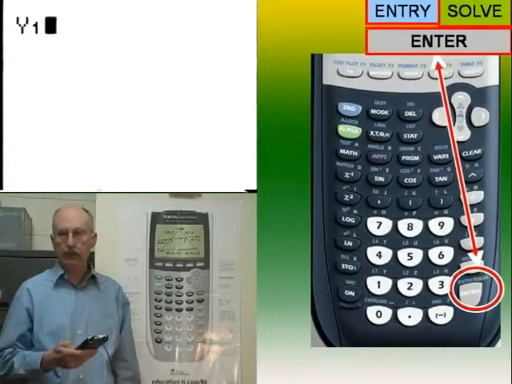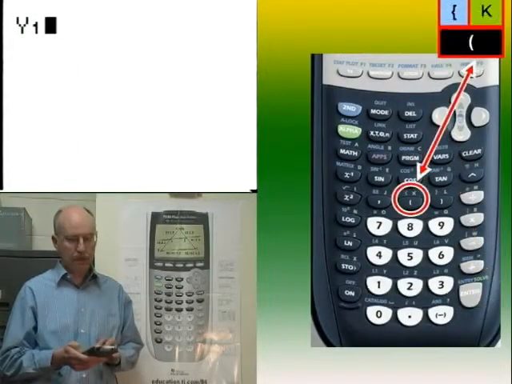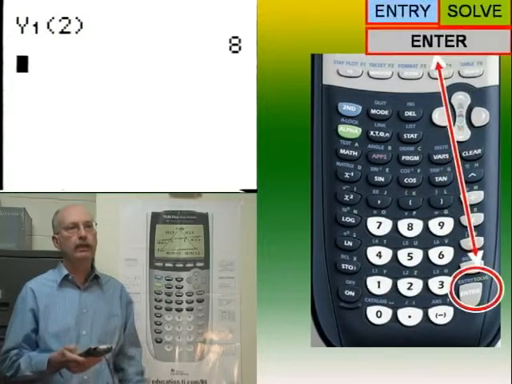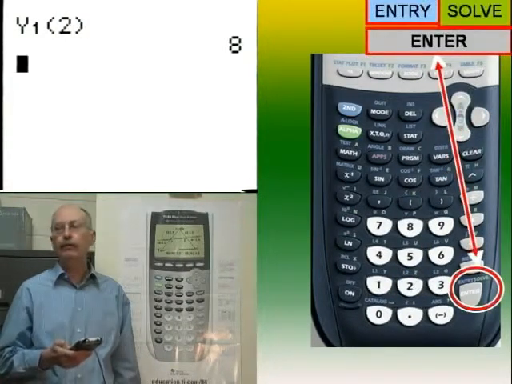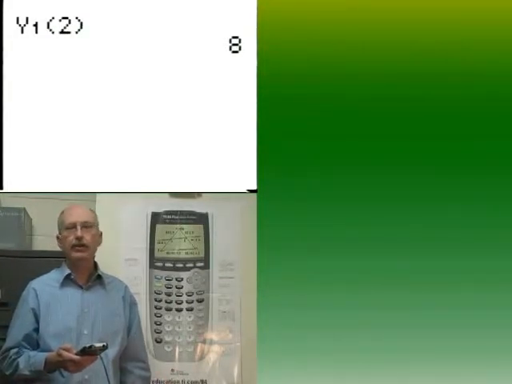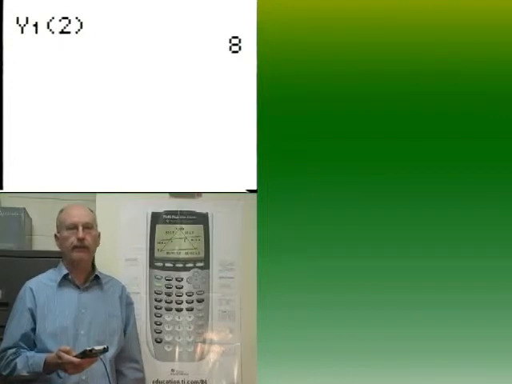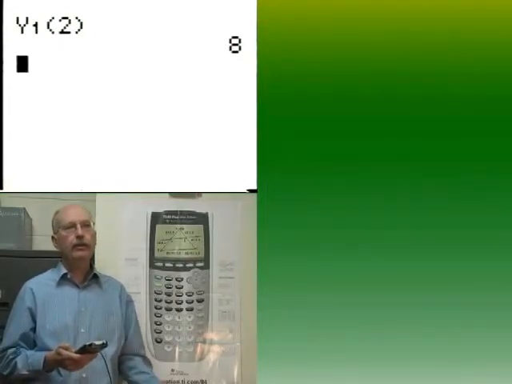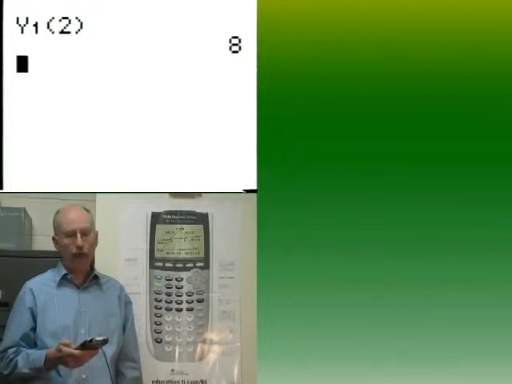Now we've hit parentheses, the number 2, and a closing parentheses, and hit enter, and you can see that y1 of 2 is 8. In f of x notation, this is the same as f of 2 equals 8, a very similar kind of operation. Now there's still another way that we can see the value of the function.